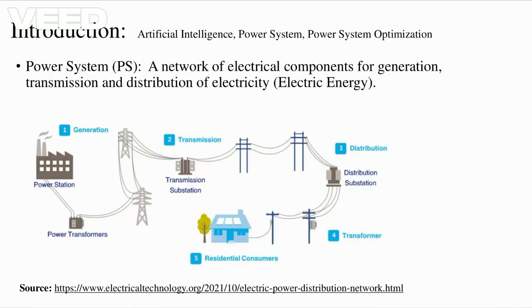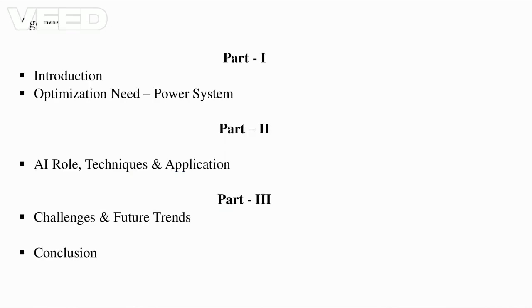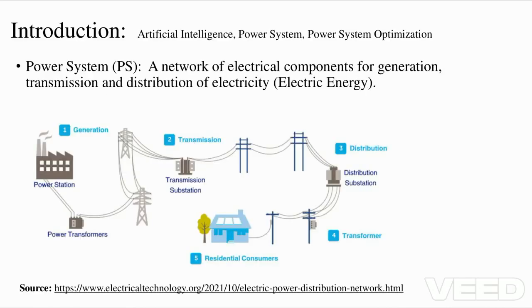So we defined the three terms: artificial intelligence, power system, and power system optimization. We also looked at why we need optimization in power systems and also the challenges of traditional techniques of power system optimization, with a solution becoming artificial intelligence. In part 2, we looked at the role of artificial intelligence in power system optimization. We looked at some of the techniques and also some selected applications that you can do with artificial intelligence.